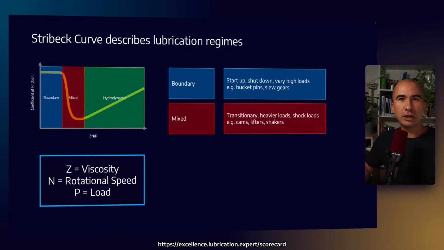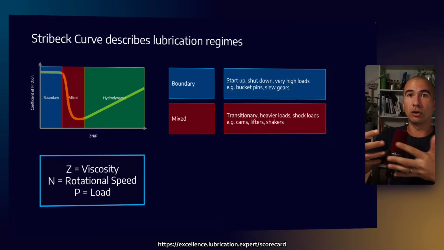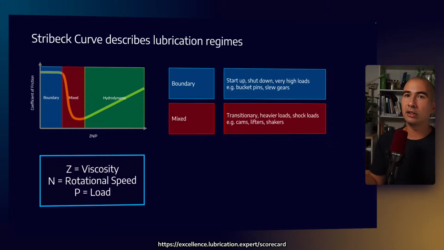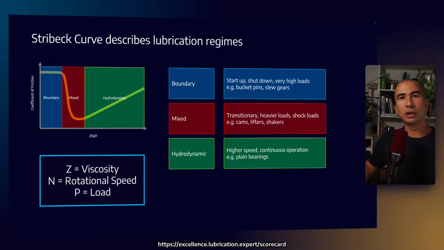Then we get into mixed lubrication. That's where we have transitionary kinds of loads. Maybe it's a little bit heavier, maybe you see a bit of shock loading, maybe it's an instance where the viscosity is optimized for a different part of the system, as is the case in engines, right? The cams and the lifters typically see mixed lubrication. Then we have hydrodynamic lubrication. That's very typical of continuous operation, relatively high speed, plain bearings.